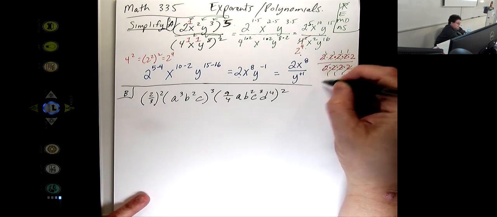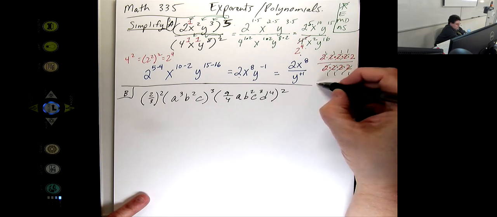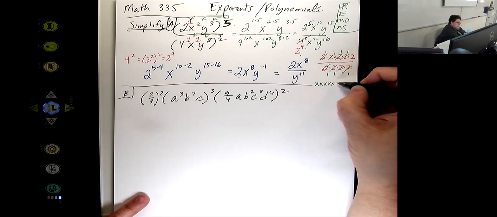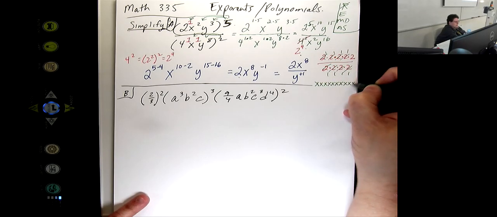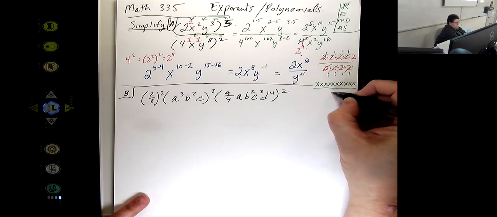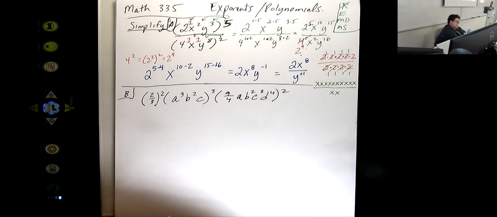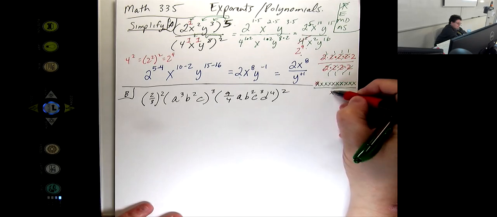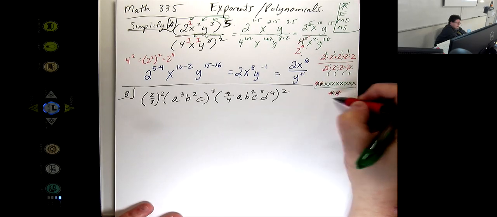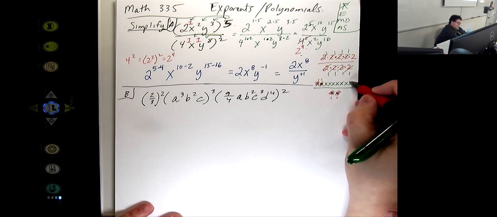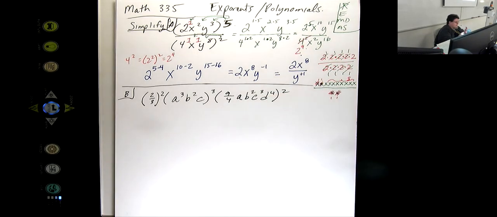I can do the same thing with the x. X to the 10th: 1, 2, 3, 4, 5, 6, 7, 8, 9, 10, over 2 x's. Cancel them out in pairs, one down here and one down here. And I'm left with 8 of them up top, which gives me my x to the 8th. I think the subtraction is easier. You just have to remember to do it. And you need to remember that negative exponents move to the other side of the fraction.